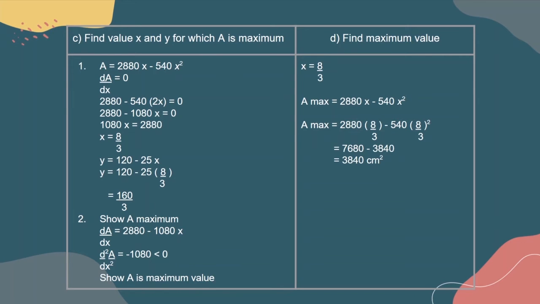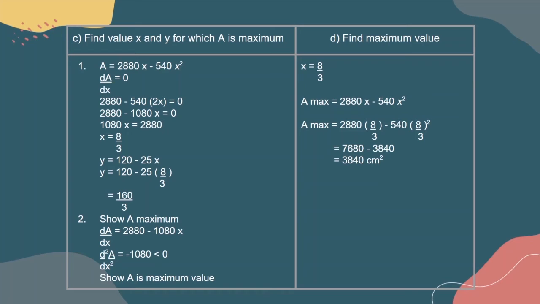For question C, we have to find the value of x and y for which A is maximum. We have two steps here. For the first step, we already know that A is equal to 2880x minus 540x squared. We have to differentiate for the first time and make it equal to 0 to find the value of x.